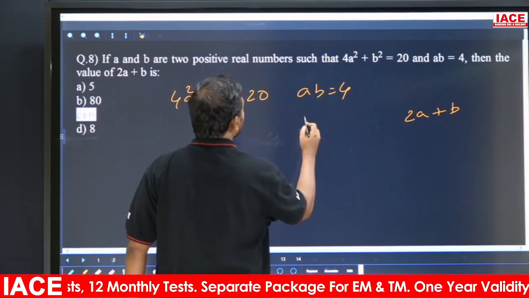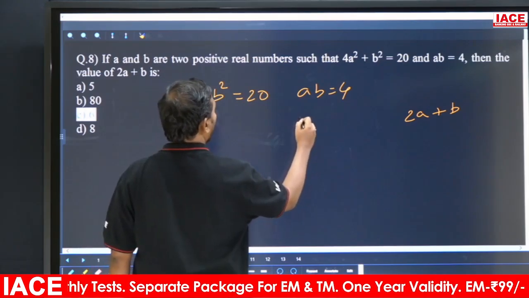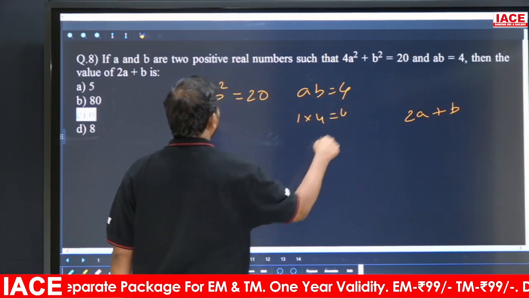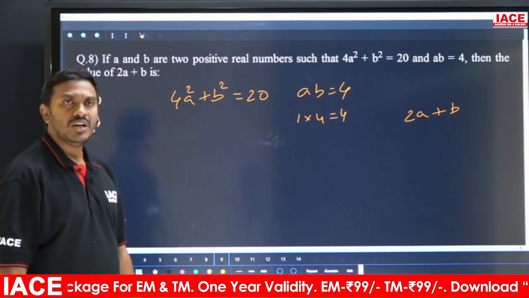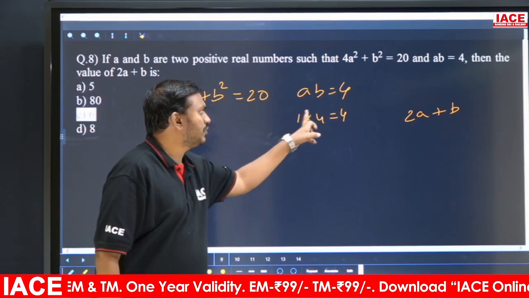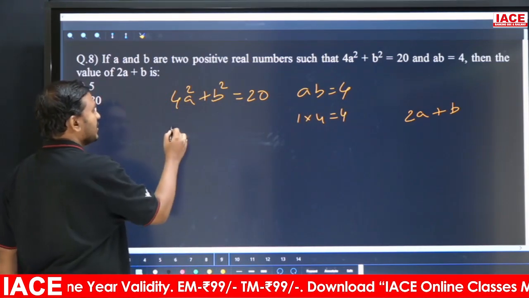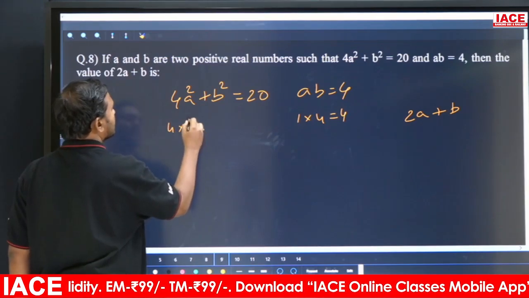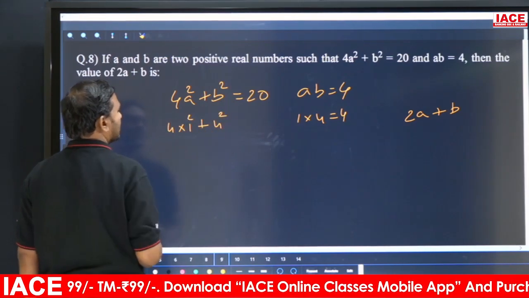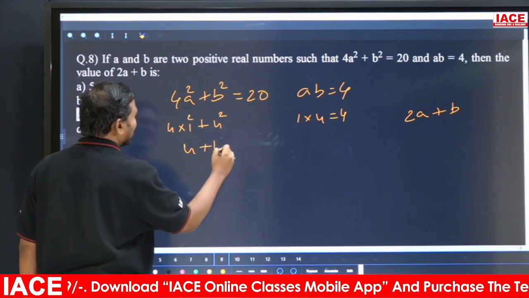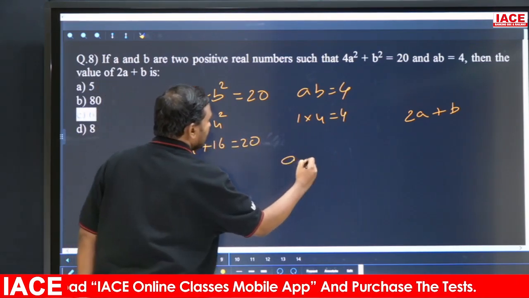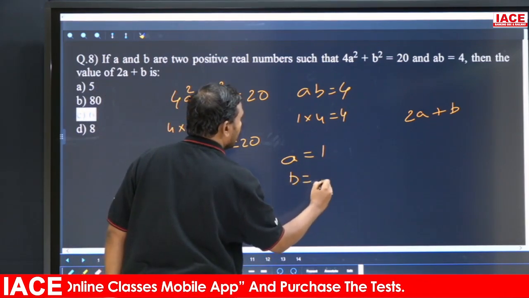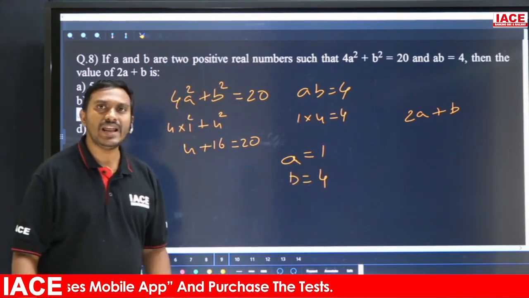Just see. 1 into 4 is 4. So if A is 1 and B is 4, 1 into 4 is 4, and here it is satisfying or not? Just see 4 into 1 square plus 4 square. That is 20 or not? 4 plus 16, exactly 20. So A is 1 and B is 4.